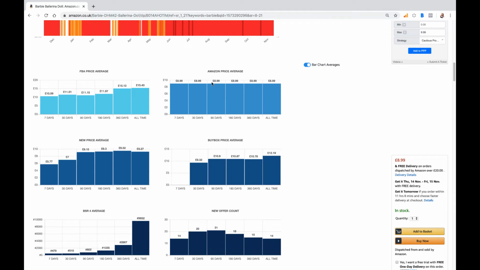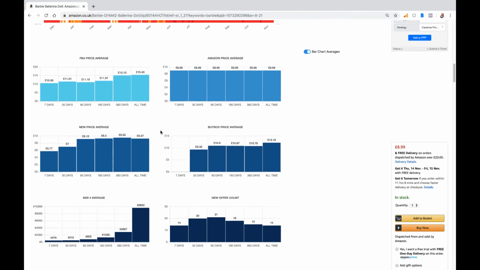And if we come over here and look at the Amazon price, you can see that Amazon has kept their price consistent over all the time they've been selling this product. So for over a year, this product has had a consistent price from Amazon. And you can do the same with the new price. You can see now the new price is lower. So the price is lower at the moment than it has been in the past.